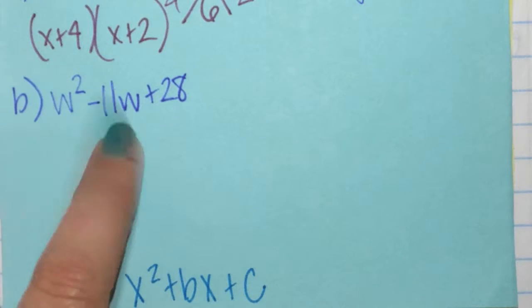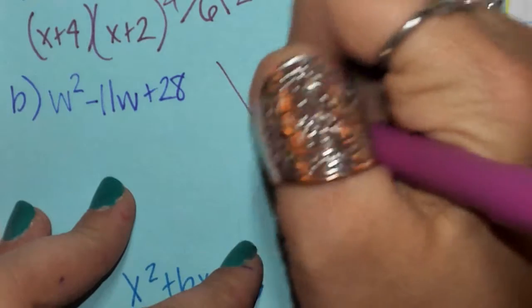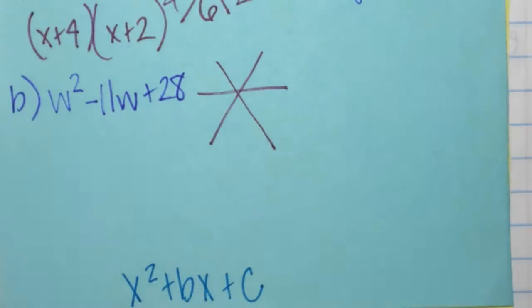Alright, B. W squared minus 11W plus 28. While y'all are giggling and talking, we've moved on to a new problem. Everybody draw your star.